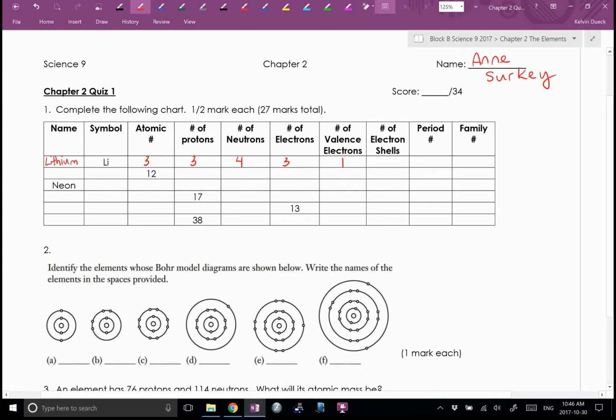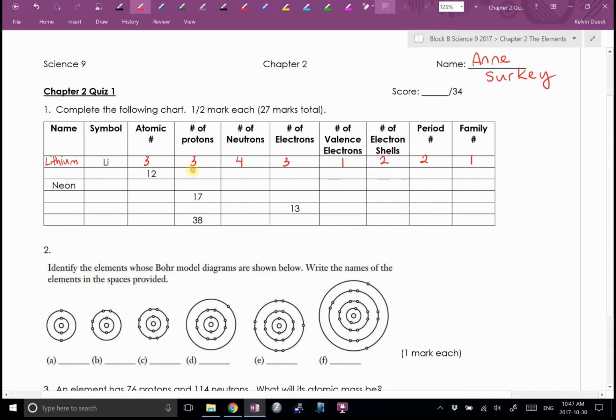Number of electron shells. Oh, by the way, it's going to be a half mark for each of these. The easiest way to do this is to just add up the number of x's, divide those by 2, and subtract from 27. Number of electron shells, that's the same as the number of periods. That's going to be 1, 2, number of rows down, 2, yes? 2 shells. Second period, family number 1.